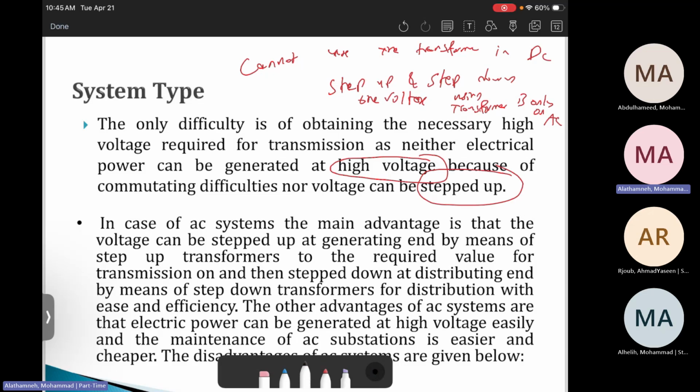So what we need to do is use power electronics to step up or down the DC voltage. You can use power electronics.